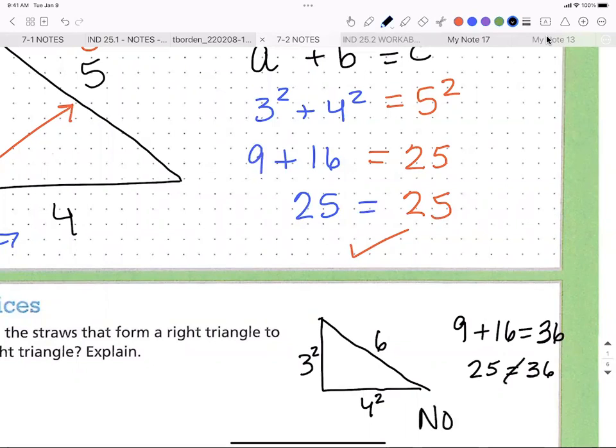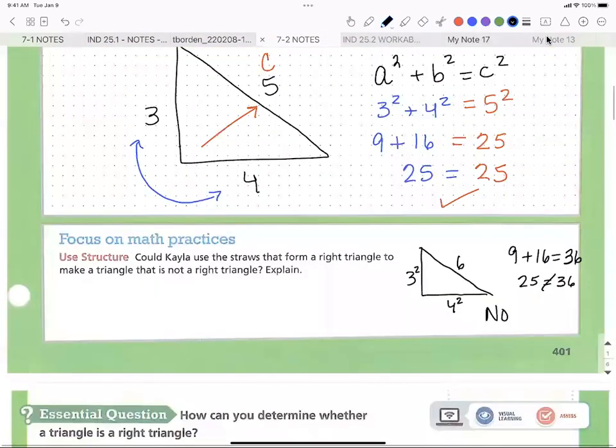So you can prove yes or no just simply by plugging the right things in the right spot. A and B are your legs. Your longest side is always your hypotenuse, so it has to go over on the right in the C spot. But as long as you have everything in the right place, you can use the Pythagorean theorem to prove whether or not a triangle is in fact a right triangle.